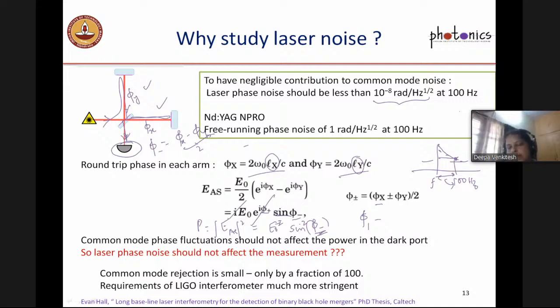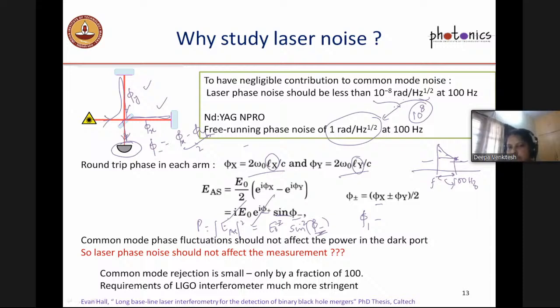Whereas if I take the NPRO laser that I showed you earlier, the free running NPRO laser, even though it is made with a single monolithic cavity, so there's nothing vibrating in that system, there's absolutely nothing changing in the system, its phase noise is 1 radian per root hertz at 100 hertz. So we have a difference of an order of magnitude of 10 power 8, which means that the laser that we have is actually 10 power 8 times worse than what is expected.